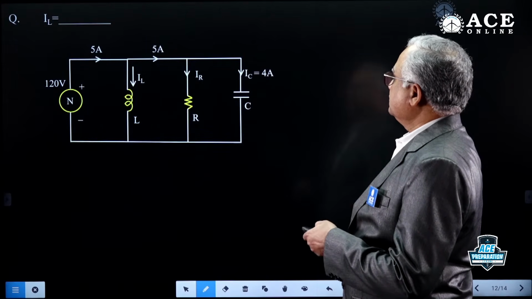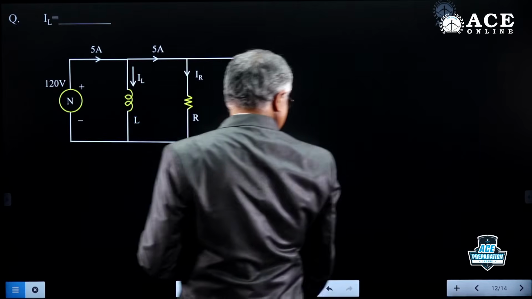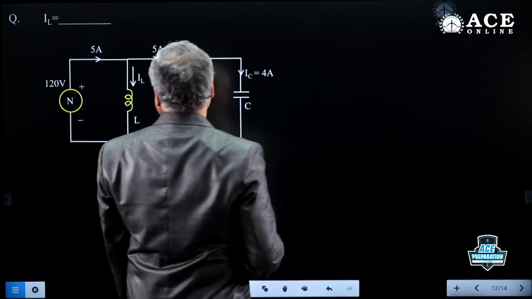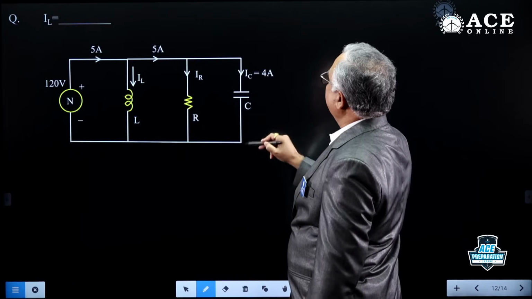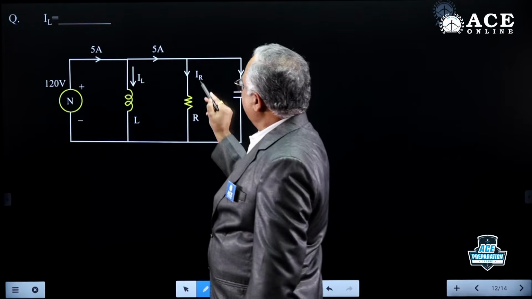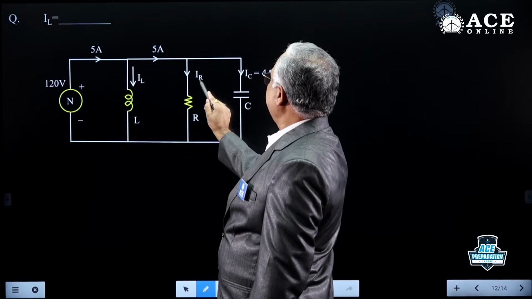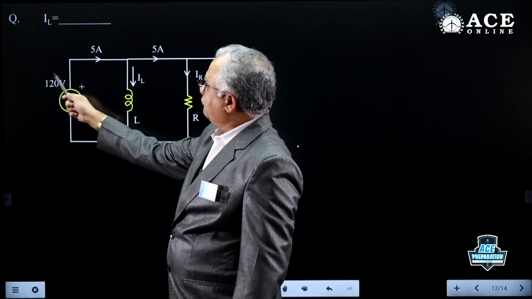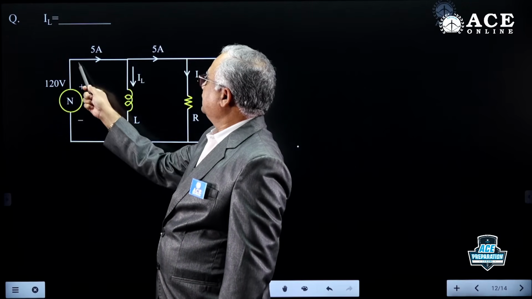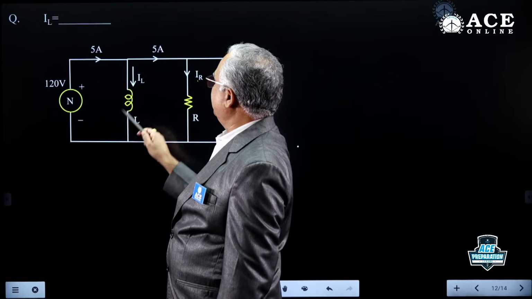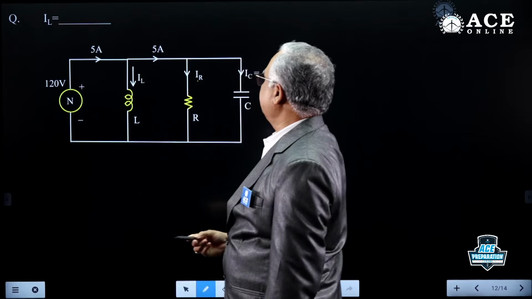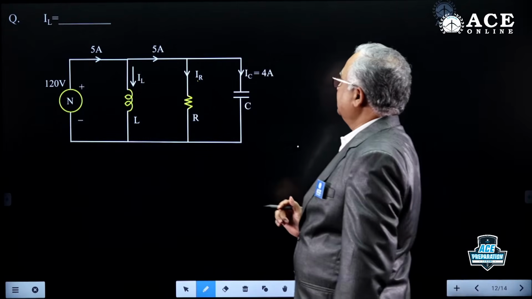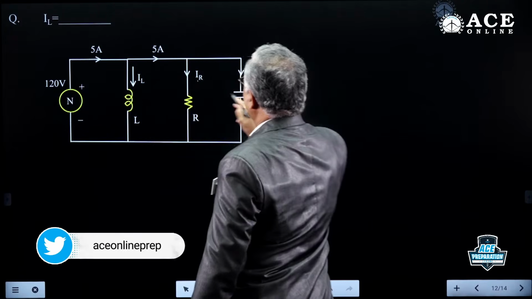This is another problem. A little bit confusing, but try to understand carefully. What is the current given here? 4 amps. IR not given. IR plus IC become 5 amps. This is 5 given. And here 120 volts AC source. This current is 5, this is also 5. Question is to find this current IL. So it's a phasor concept, vector concept you have to use. And all are connected in parallel.